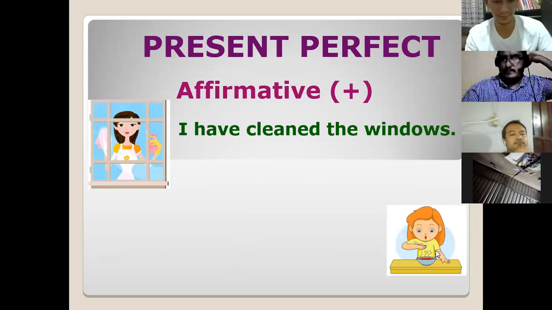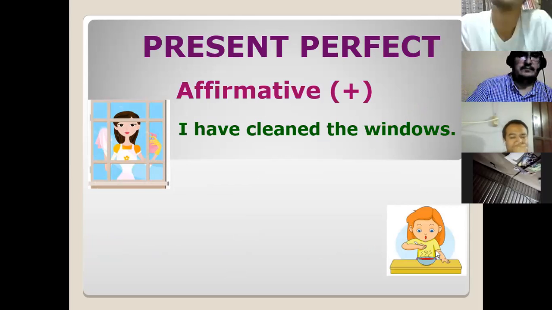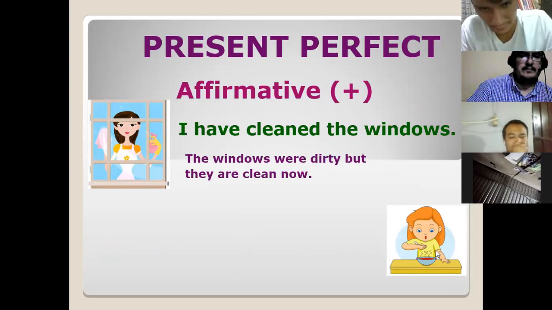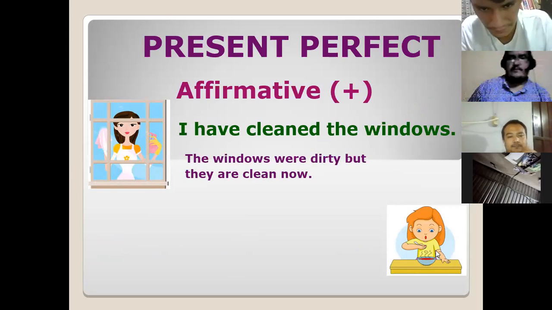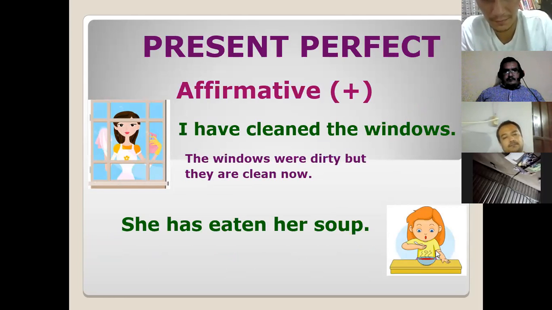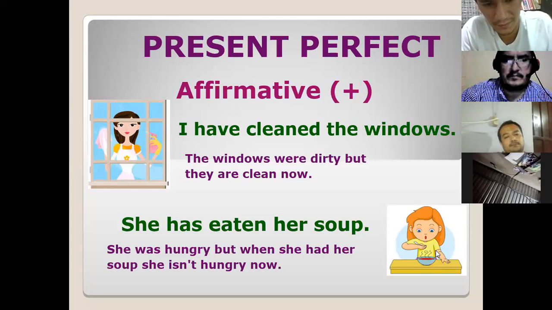Veamos aquí en los ejemplos. I have cleaned the windows. Ya las limpié y pueda que las siga limpiando. I have cleaned the windows many times, y sigue ensuciándose. The windows were dirty, but they are clean now. Yo he limpiado las ventanas. She has eaten her soup. Has porque es tercera persona singular y eaten porque es el pasado participio del verbo eat: eat, ate, eaten. She was hungry, but when she had her soup, she isn't hungry anymore.